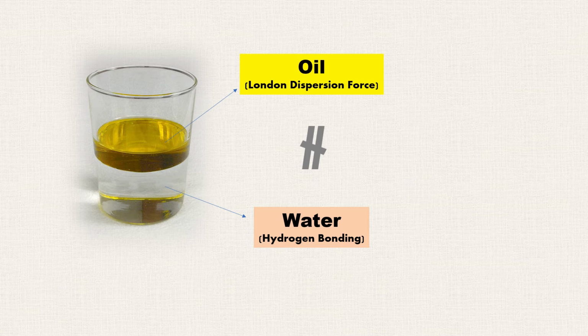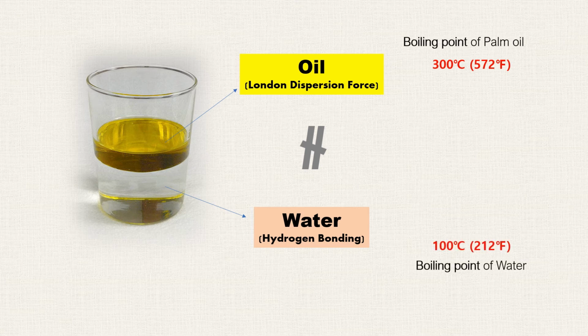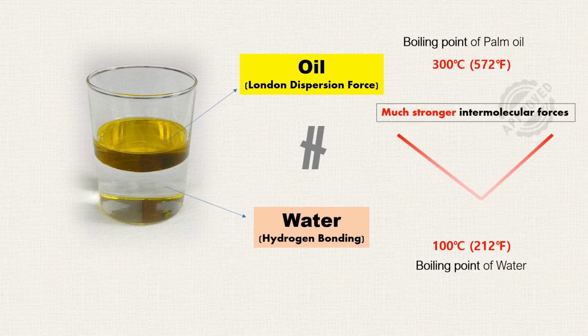Usually, palm oil has a boiling point of 300 degrees Celsius, and water has a boiling point of 100 degrees Celsius, so the intermolecular attraction of palm oil is larger than that of hydrogen-bonded water. In other words, dissolution is not achieved by the strength of the force, and dissolution is easy when the characteristics of the force are similar.